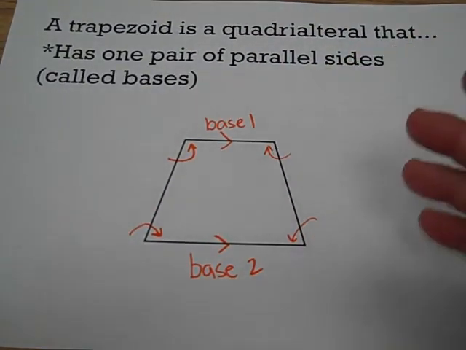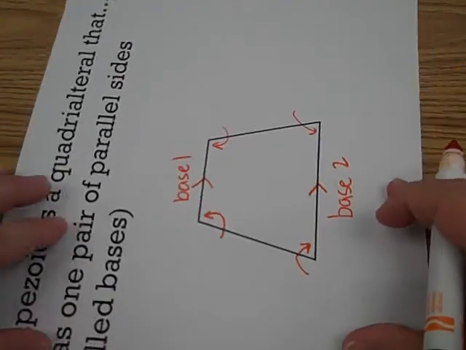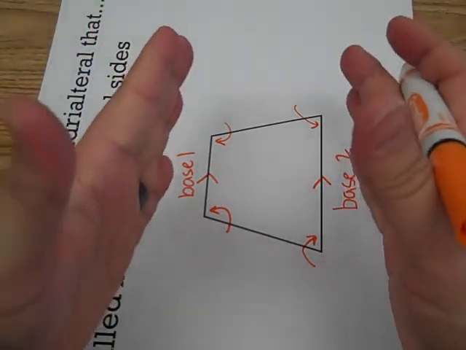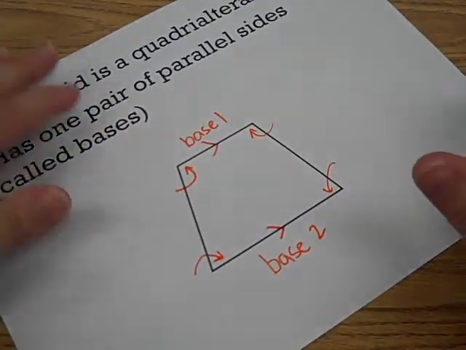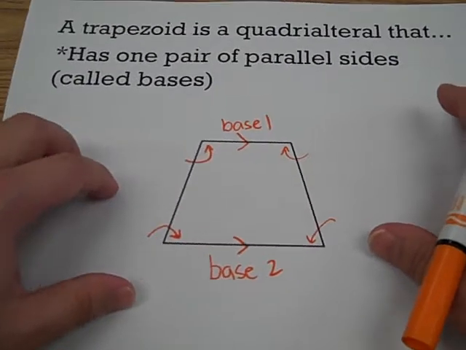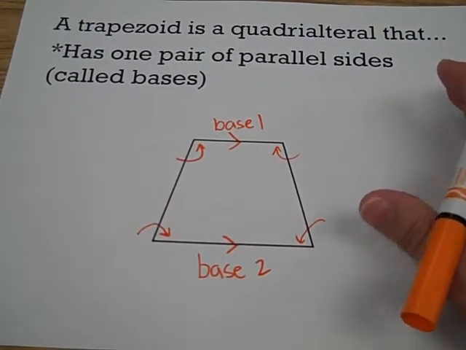Now, a trapezoid doesn't always have to have its parallel sides on the top and the bottom. We can shift it like this, and you can see the bases are now on the left and right. We can turn it, flip it upside down. So a trapezoid is not always in this orientation, but this is just the example I chose.